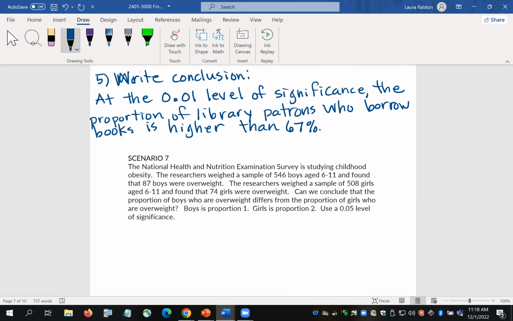Honestly, the process is not changing, guys. It's a matter of which hypothesis test you need to conduct.